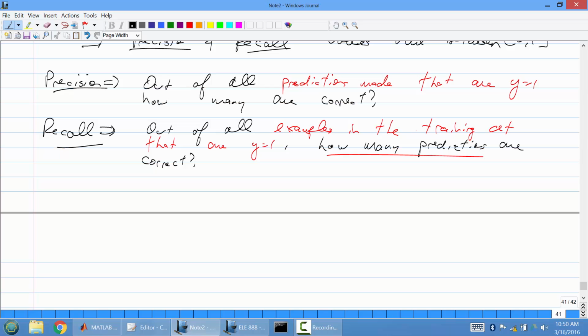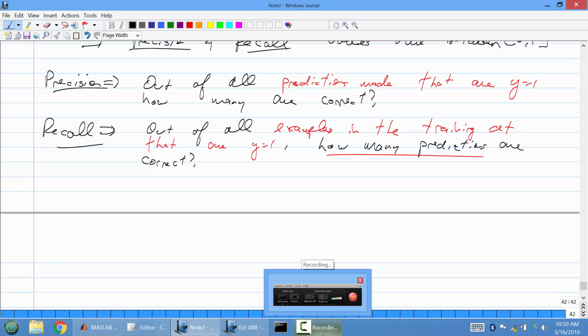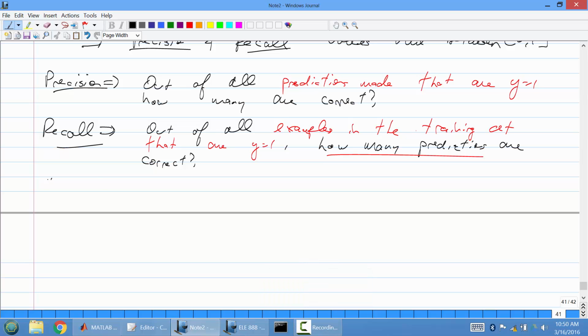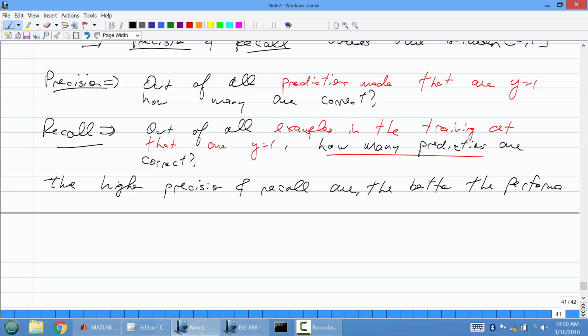To help us calculate recall and precision, we're going to create what's known as a confusion matrix. It's a little bit of a misnomer. It's actually a really good thing, but in hindsight, it's pretty bad. So the higher precision and recall are, the better the performance. So we'd use recall and precision here on skewed data, not classification accuracy, unfortunately.